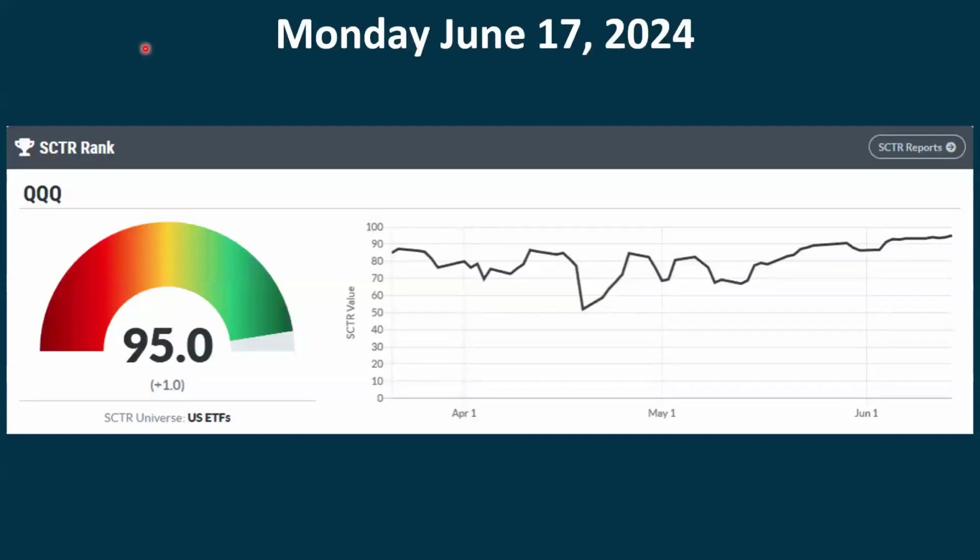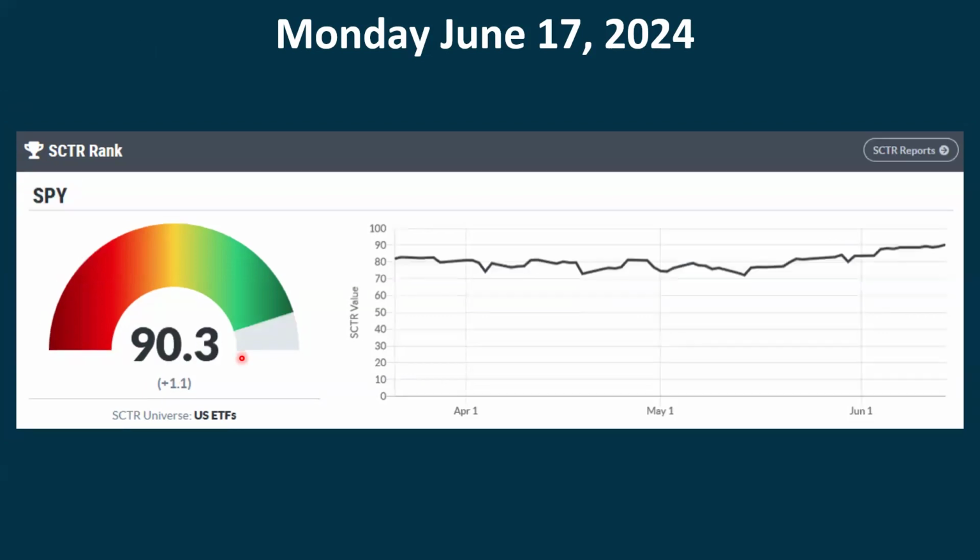Coming in first place and looking really solid right now are the QQQs, which is the NASDAQ 100, coming in at 95. When we're at 90 or above, that means a really strong market, at least based on the QQQs. Then in second place, which there's a lot of NASDAQ 100 stocks in the S&P, we come in with the SPY, the ETF for the S&P 500. It's coming in at 90.3. So these two indexes are looking really solid at the present time.